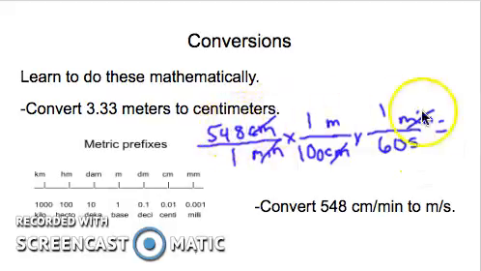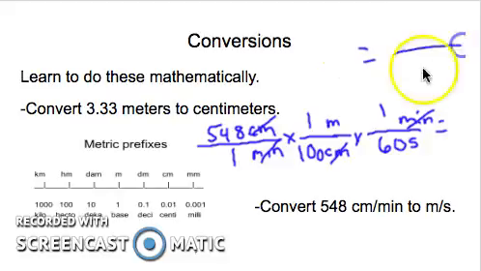So we're going to multiply everything across the top, and I'm going to put the answer up top here because I've run out of room. But 548 times 1 times 1, well, that's pretty easy. That's 548.